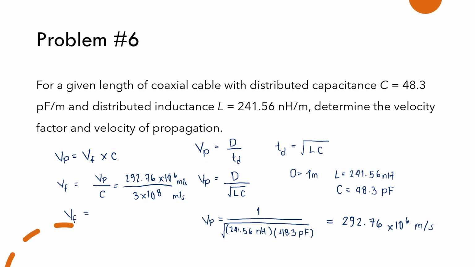So the velocity factor is equal to 0.976. So this is unitless. So here, we have the velocity of propagation that is 292.76 times 10 raised to 6 meters per second, and the velocity factor that is equal to 0.976. Alright.